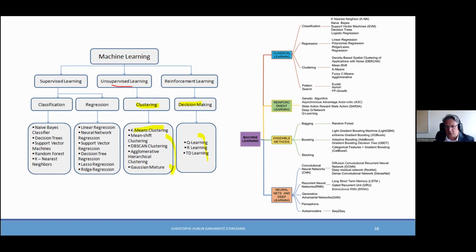Let me focus on this other presentation. It is interesting because it is not the same presentation as here. Depending on the type of learning, we have machine learning, and here the author of this presentation first distinguishes classical learning. We have classification, regression, clustering, pattern search.